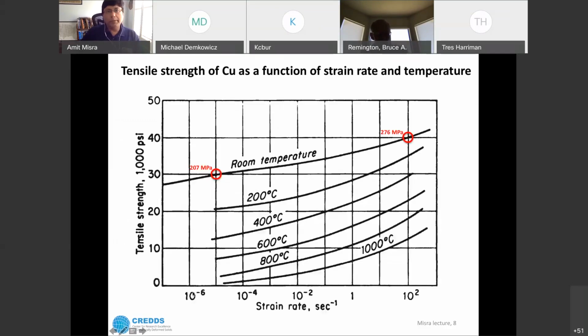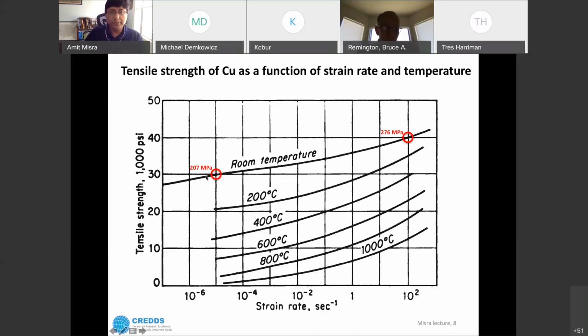So what would be the property of, say, ordinary copper? So this is, again, taken from a textbook. It shows the tensile strength of polycrystalline copper as a function of strain rate and temperature. The strength values are plotted in units of PSI, pounds per square inch. So this is 30 KSI, 30,000 pounds per square inch. To convert to MPa, which is the more common unit, you multiply by approximately 6.9.